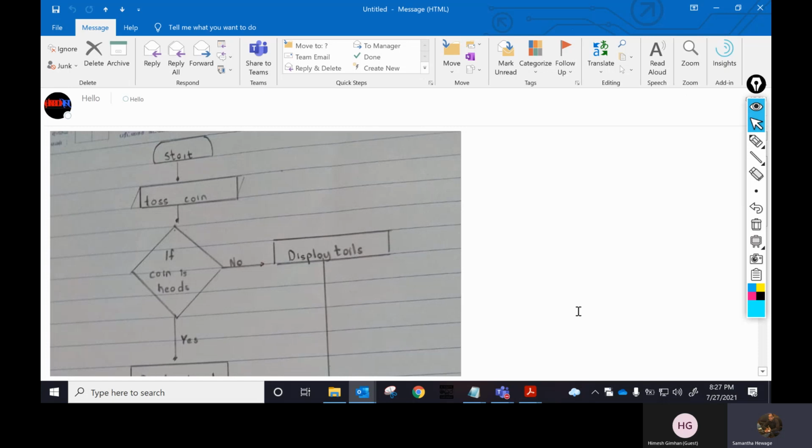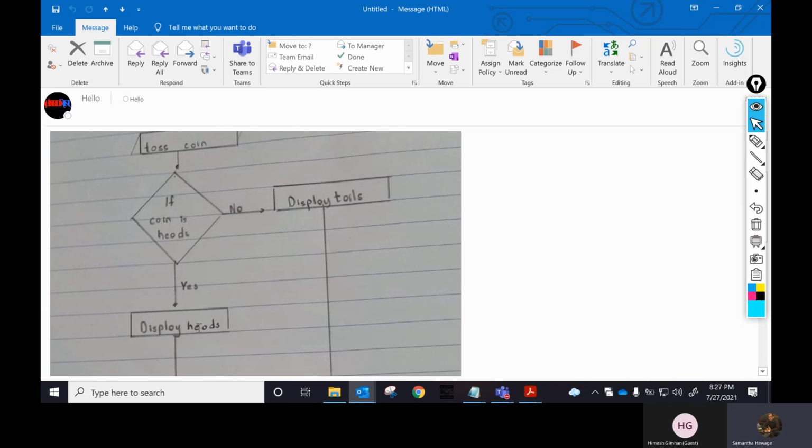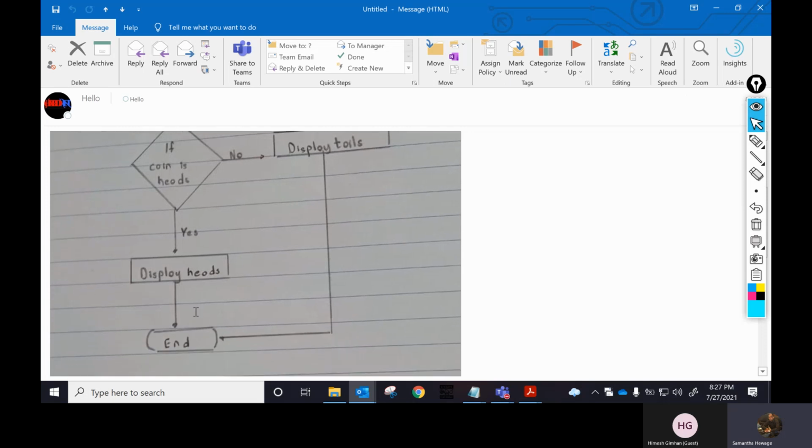Okay, this is your answer, right? Great. So start is okay. Toss coin, that is okay. If coin is head, good. Yes, display heads, correct. No, display tails, that is fine. And end, okay. This is correct, right? This is perfectly right. So this is how I think you are aware.